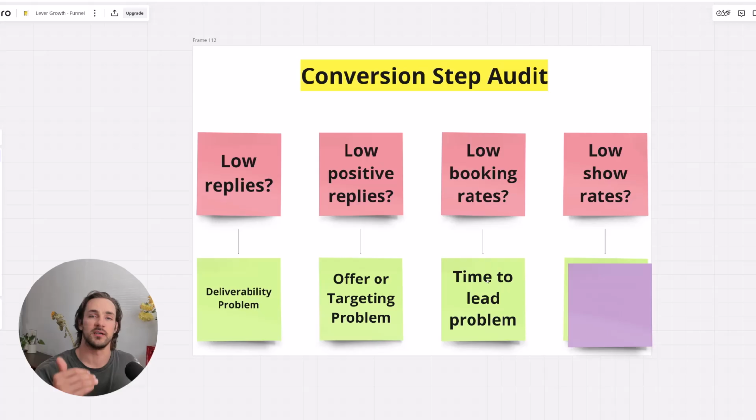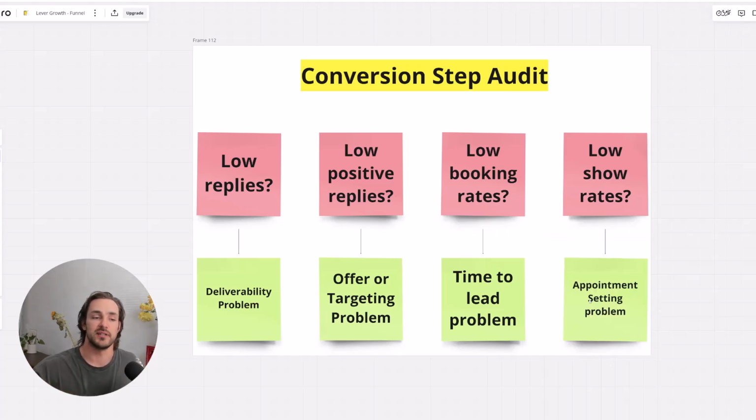If you're not booking the calls in that you think you should be, based on all of your positive replies, it's likely a result of you not getting back to them fast enough, or you're not sharing enough resources that actually make them want to take a meeting with you. So assuming you're getting back to them quick enough and you're actually booking the calls in, but you have low show rates, typically this means you have an appointment setting problem. If you are getting people to say yes, but they're not actually showing up, they're probably forgetting about your call, or they've seen that it's not a valuable call for them.